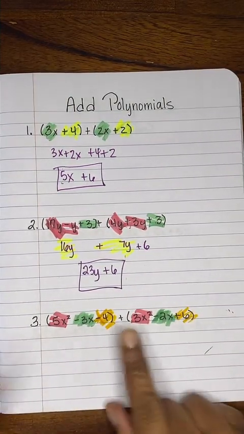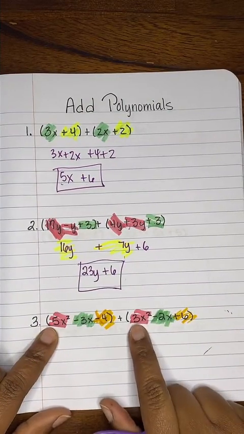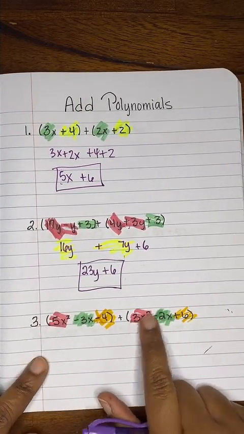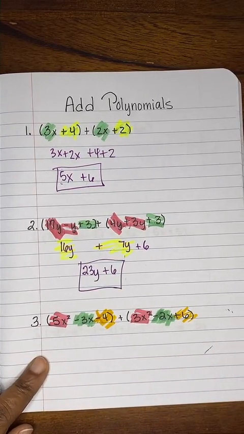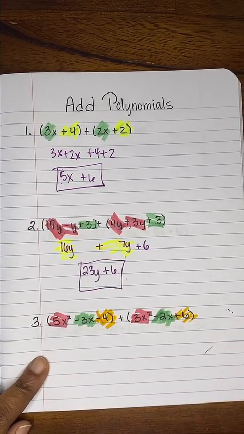So here we have 5x plus 3. So we have 5x squared plus 3x squared. Can you guys put that in the comments? Ellie said 8x squared, I think you said.